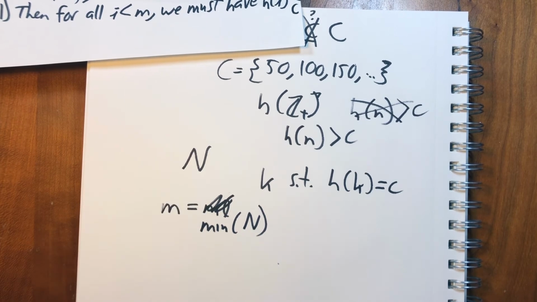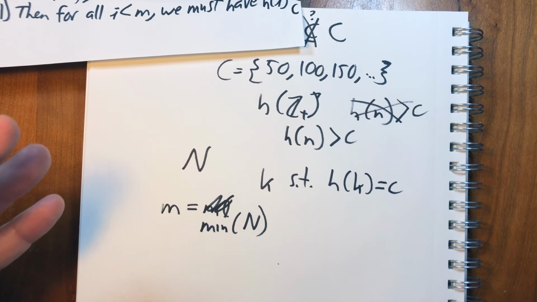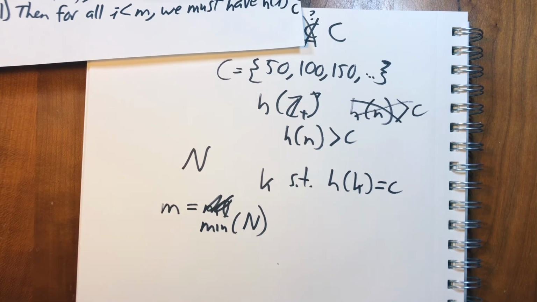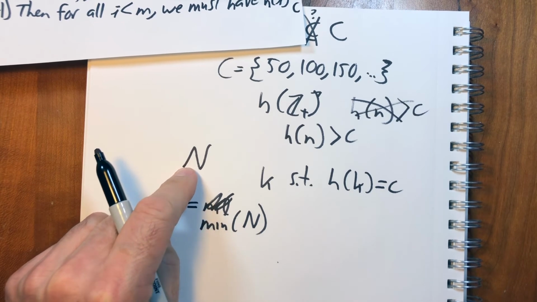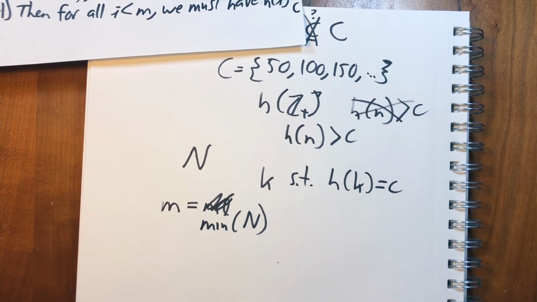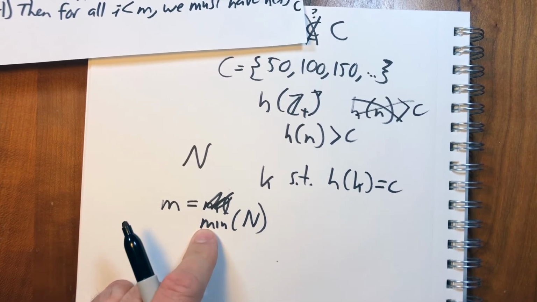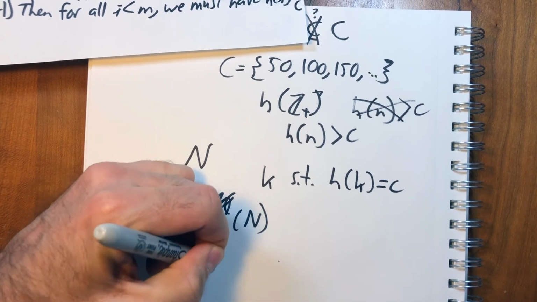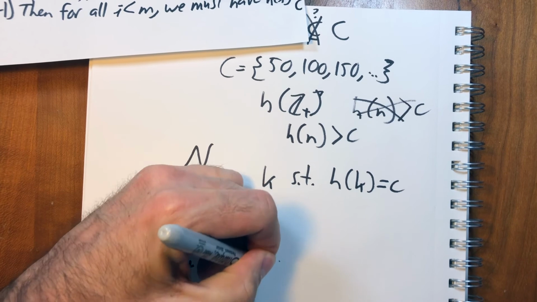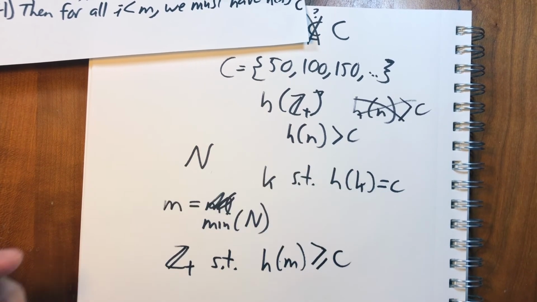Now again, I'm just going to say it again. We don't know what order this set is in, meaning we don't actually know that k is the smallest element of N. It seems obvious, but we haven't shown it. That's what we're doing right now. So we're going to set m to be the smallest element of N. That makes it the smallest element of the positive integers such that h of m is greater than or equal to c.